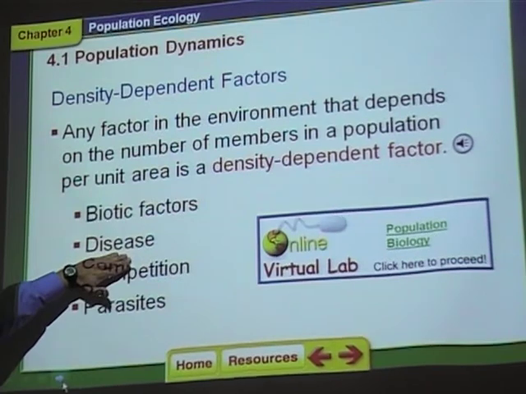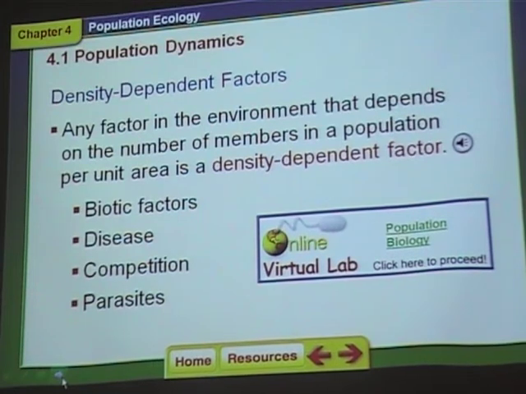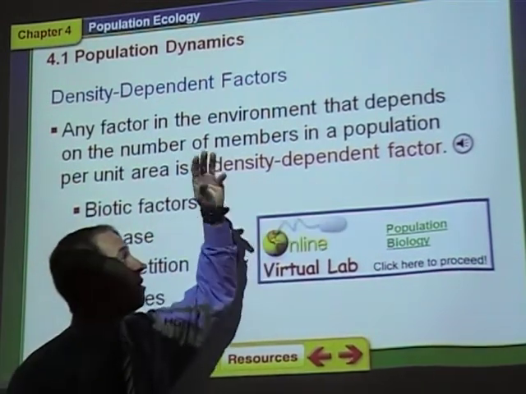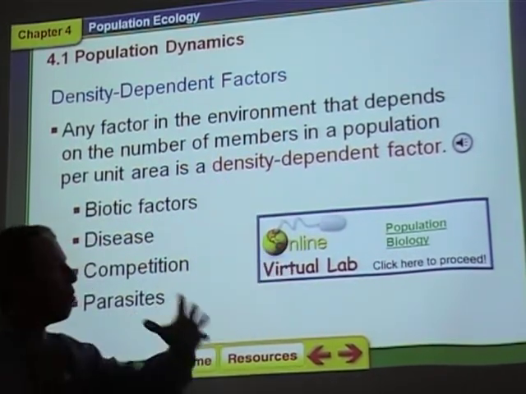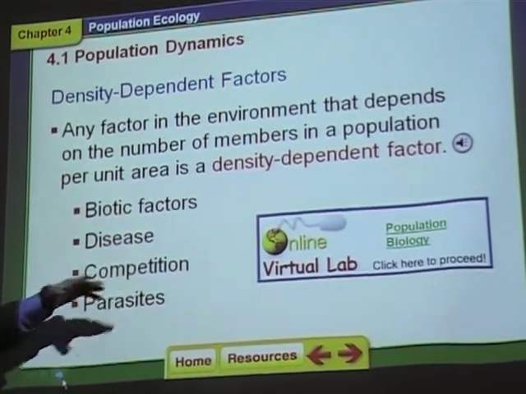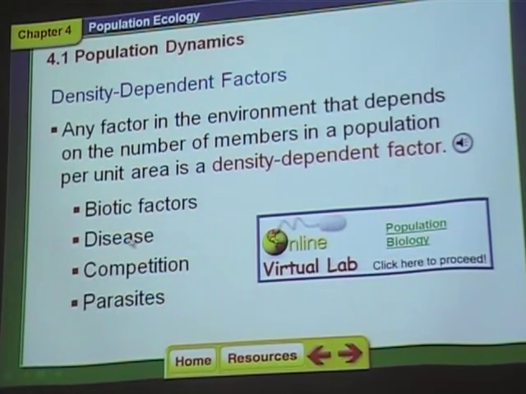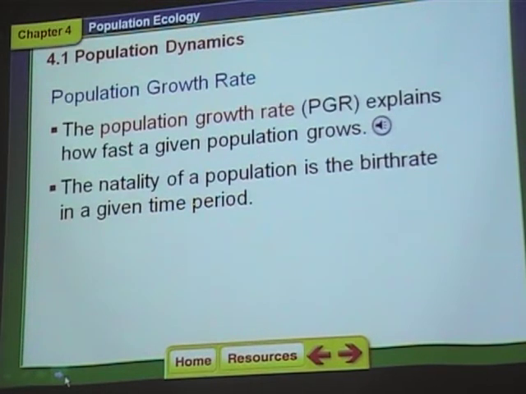For instance, disease. A big population has a lot of disease because organisms are living close together and they can give each other sicknesses. But a small population hardly has any disease because there's not many organisms. They're more spread out. They don't give each other the diseases. So that's a density-dependent factor. The factor becomes greater the more organisms there are. Competition. If there's a lot of organisms, competition is high. If there's not many, competition is low. Parasites. These are all things that can reduce the population and keep it down.